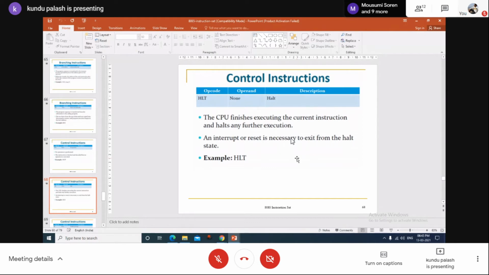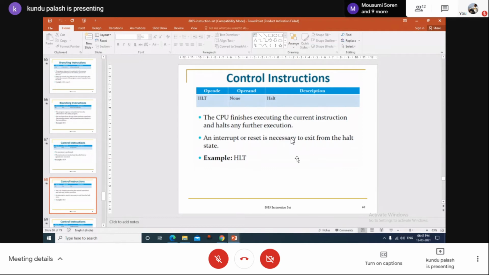So what will be the type of addressing mode? Register indirect addressing mode. Why indirect? Because the source location is indirectly pointed to by the HL pair, another register pair. So that is why the source is addressed in an indirect way. That is why it is called the register indirect addressing mode. Example is that.